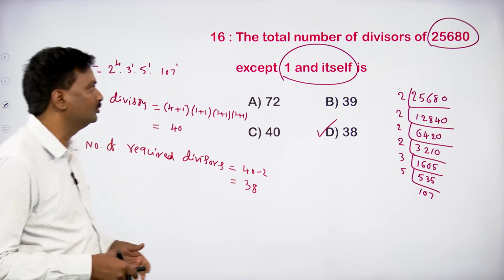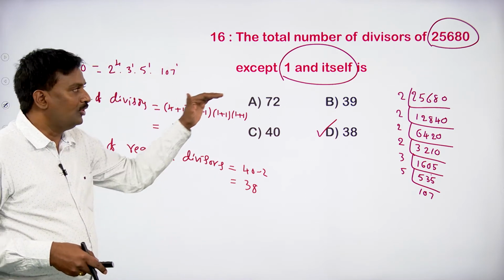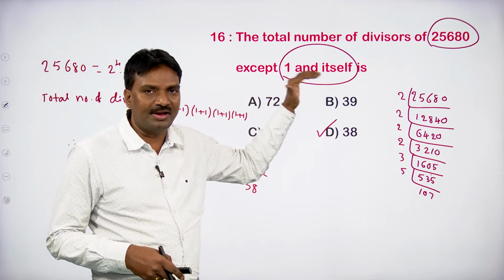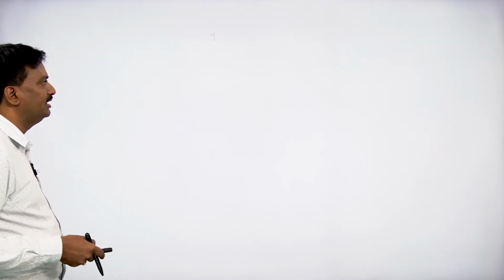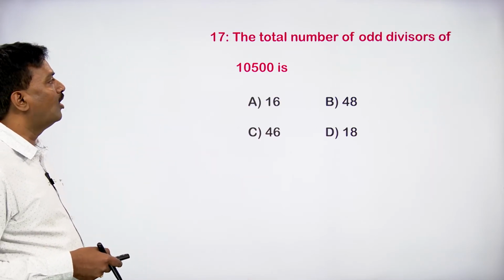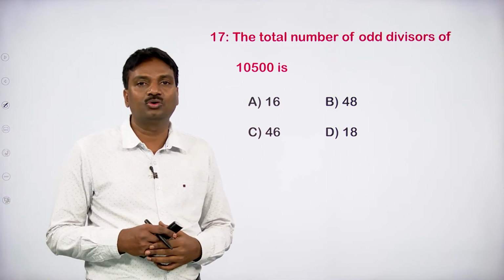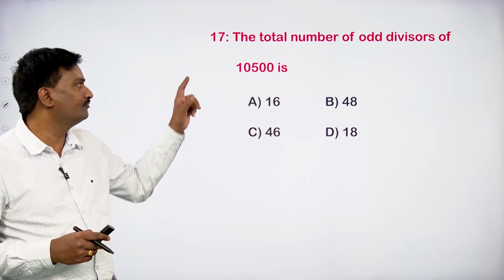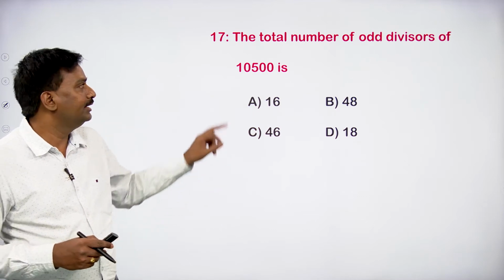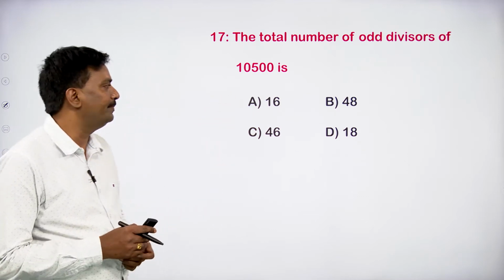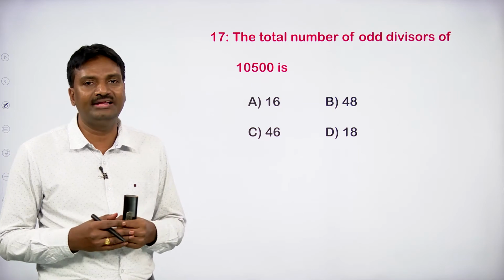Okay, next. Let us go to the next problem. We have completed the first problem with respect to the given passage. The next problem is the total number of odd divisors of 10,500. We have to find the total number of odd divisors of 10,500. Here the options are given as A 16, B 48, C 46 and D 18.